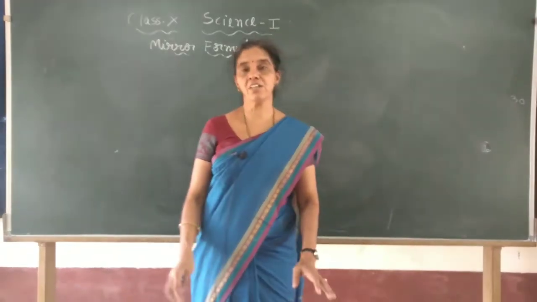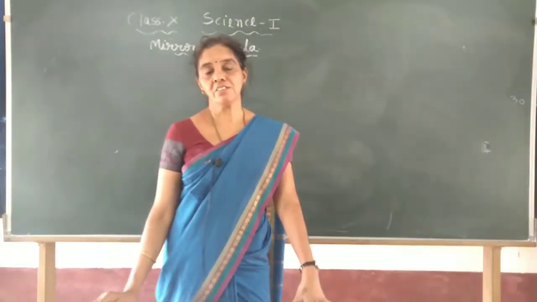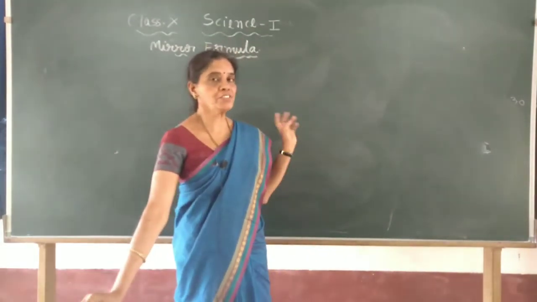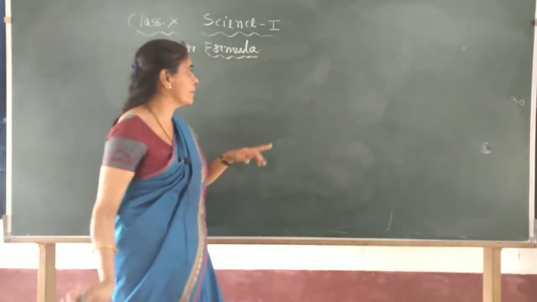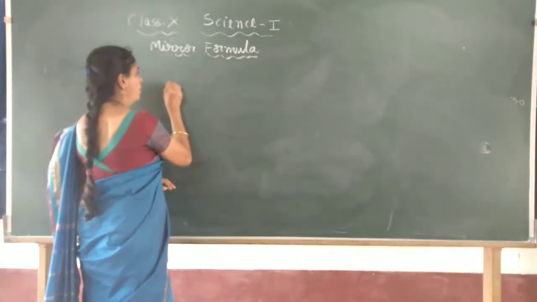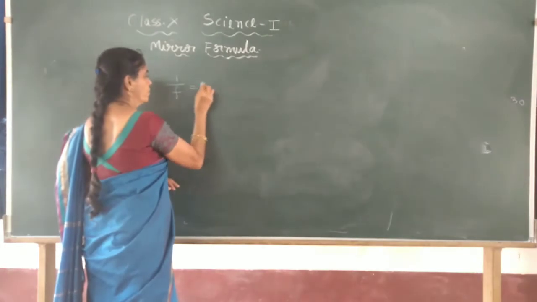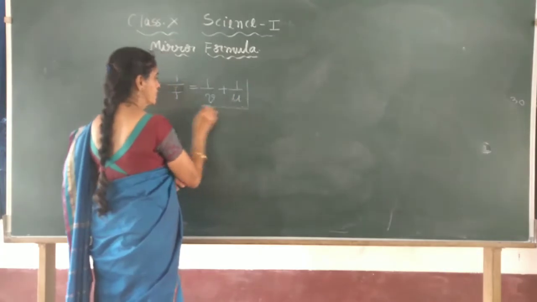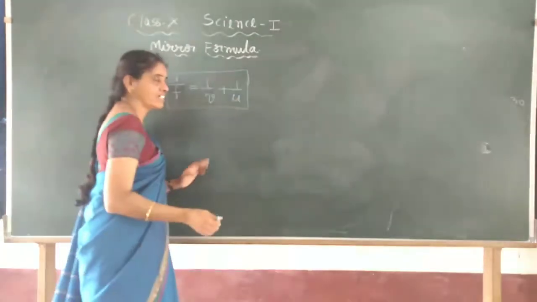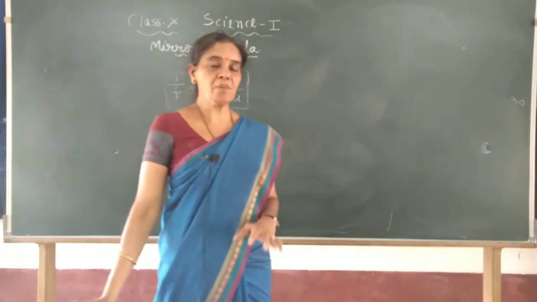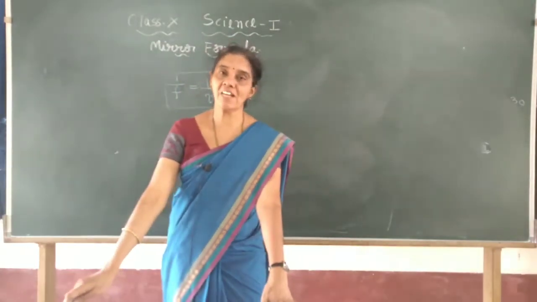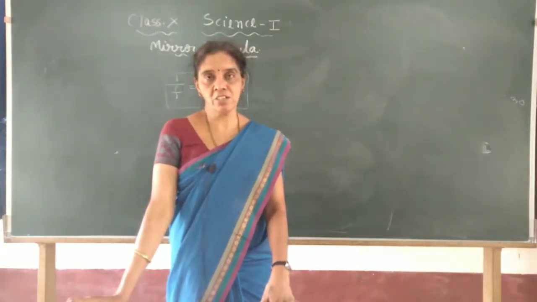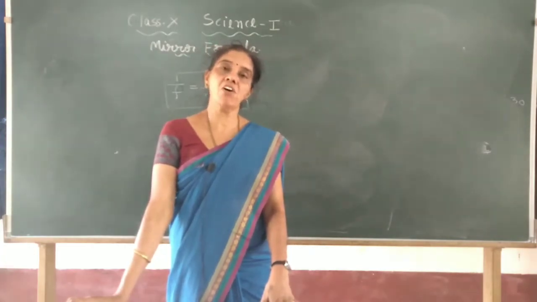Dear students, today we are going to learn the two formulas related to spherical mirror. The first formula is called the mirror formula, which is given by 1 by f is equal to 1 by v plus 1 by u. This is the mirror formula. It can be applicable to both types of mirrors, that is concave mirror as well as convex mirror, and you can keep the object in whichever position. You can apply this formula for all the conditions.